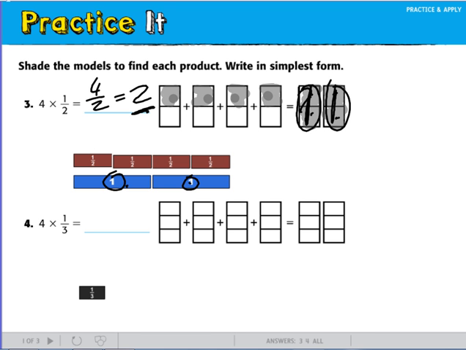1, 2, 3, 4, and it's divided in half. Because there's, see, right here. So I shaded 1/2, 2 halves, 3 halves, 4 halves. So the bottom one would be 2. Okay? So now, number 4.